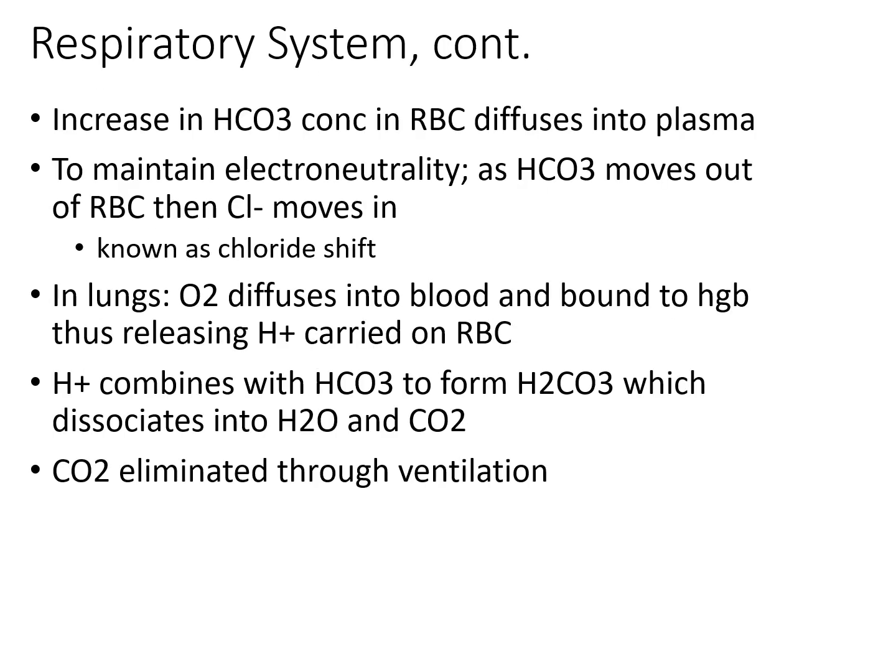When bicarbonate ions increase inside red blood cells, they diffuse out into the plasma. To maintain electrical neutrality, chloride ions move into the red blood cells in exchange, a process known as the chloride shift. In the lungs, oxygen diffuses into the blood and binds to hemoglobin, causing the release of hydrogen ions that were carried by the red blood cells. These hydrogen ions then combine with bicarbonate ions to form carbonic acid, which quickly dissociates into water and carbon dioxide. The carbon dioxide is subsequently eliminated from the body through ventilation, and that completes the respiratory component of the acid-base balance.